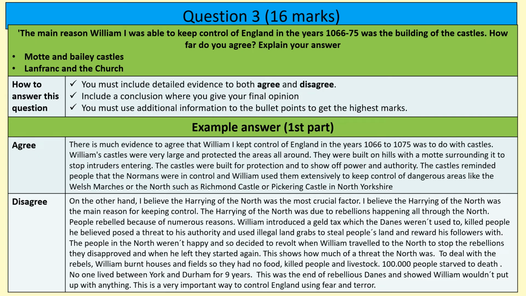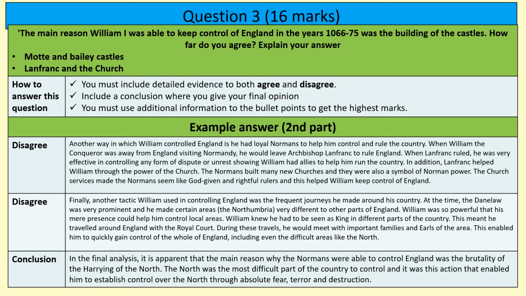To deal with the rebels, William burnt houses and fields. They had no food, and he killed people and livestock. 100,000 people starved to death in the harrying of the North. No one lived between York and Durham for 9 years. This was the end of the rebellious Danes and showed William wouldn't put up with anything. This was an important way to control England using fear and terror.